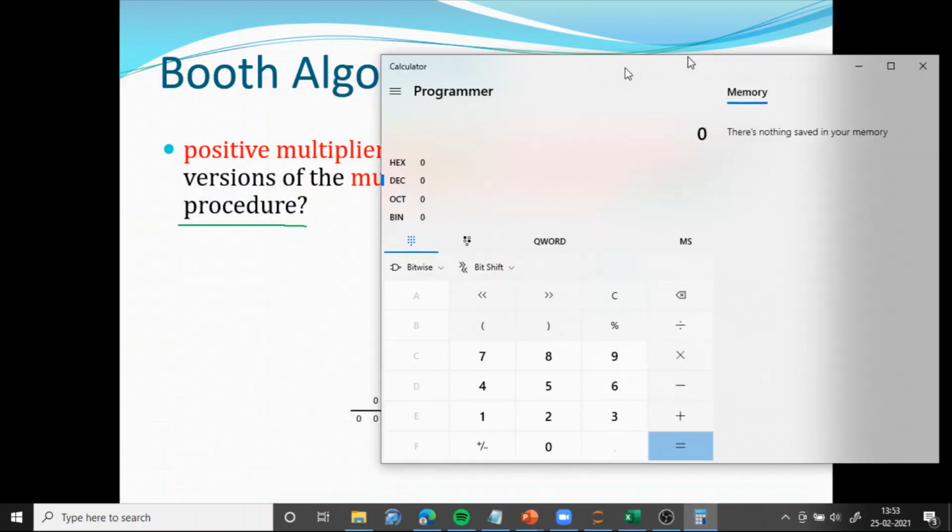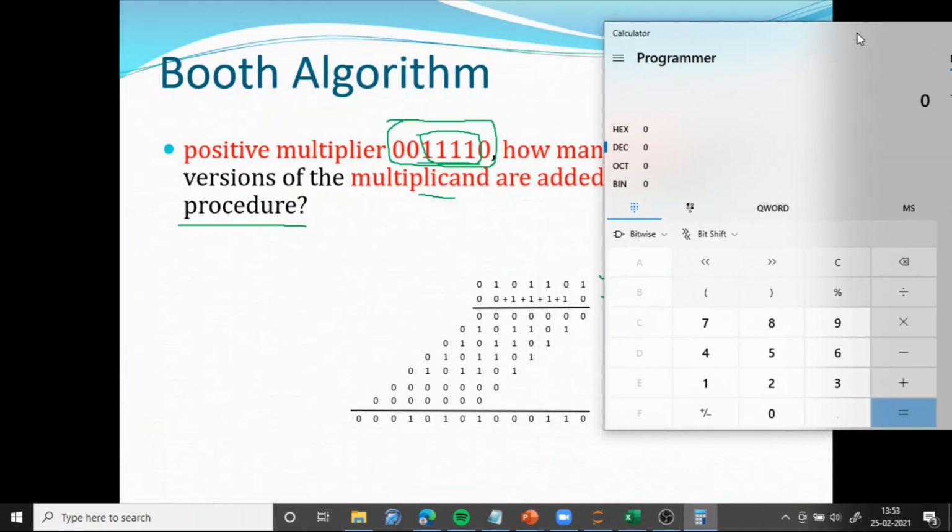This is the programmer calculator I have opened. So what is the number? The multiplicand is 101101. Let me choose binary, 101101. So it is decimal 45. In decimal that number is 45.